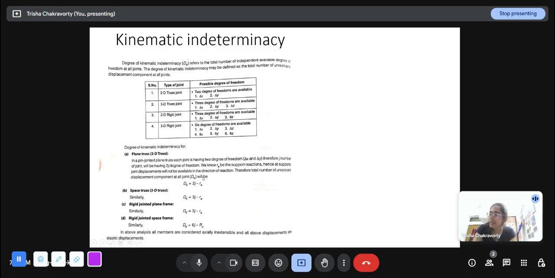We will consider each support reaction separately, like Rx, Ry. We are going to consider them all separately. We're going to add up and get Re total, the number of unknown support reactions. In a space truss or 3D truss, DKI is 3j minus Re.